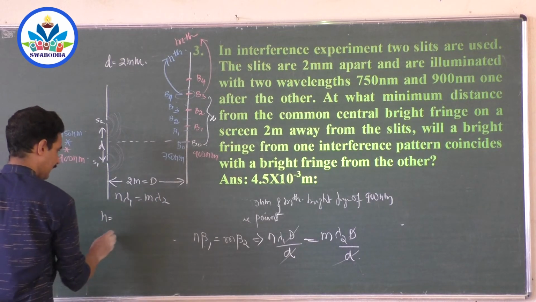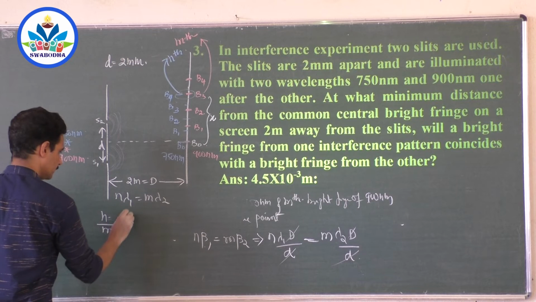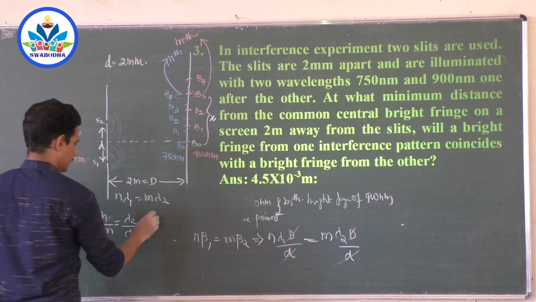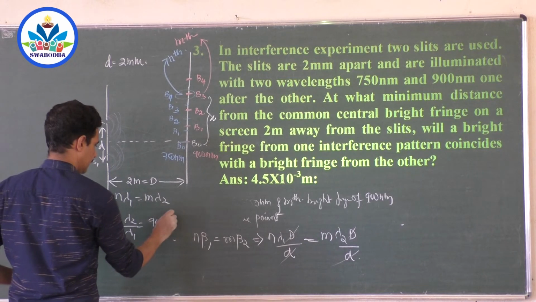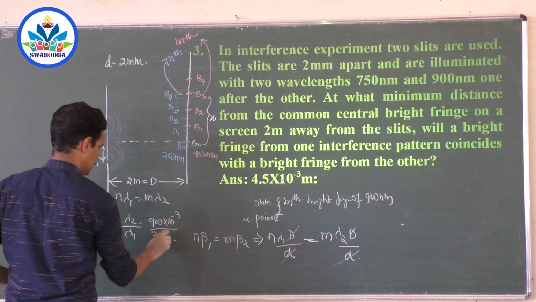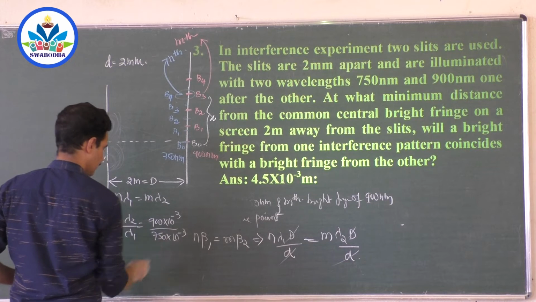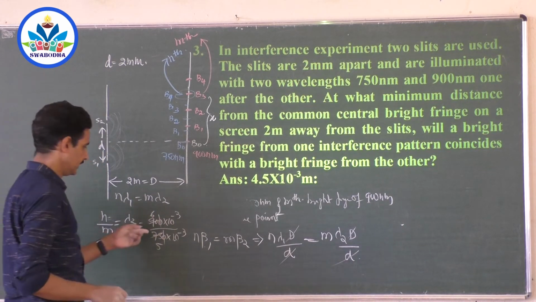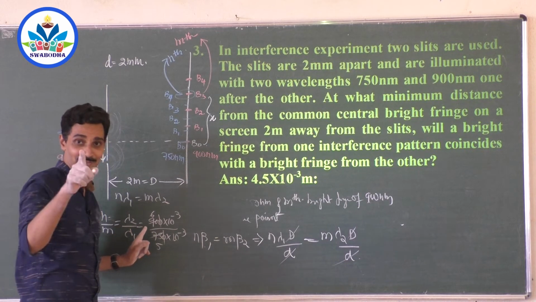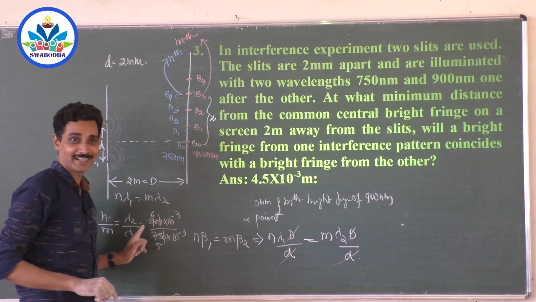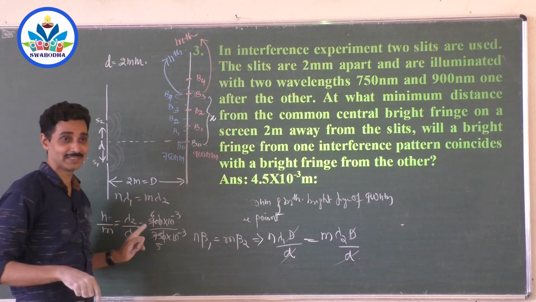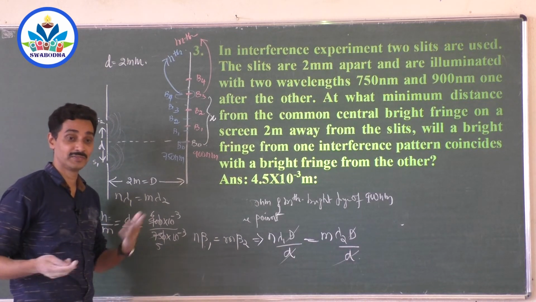N by m must be equal to lambda 2 by lambda 1, 900 nanometer by 750 nanometer, which is 6 by 5. This is where we got caught off in one of the problems while dealing with the PPT, right? We just didn't divide it completely. I didn't divide it completely, and I kept it in some ratio like 56, 65.